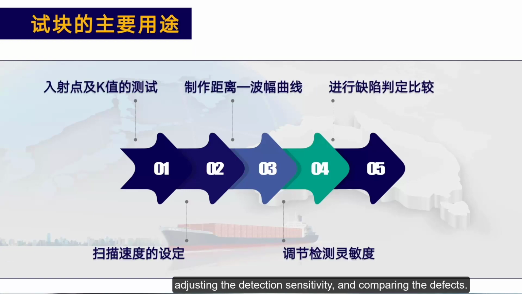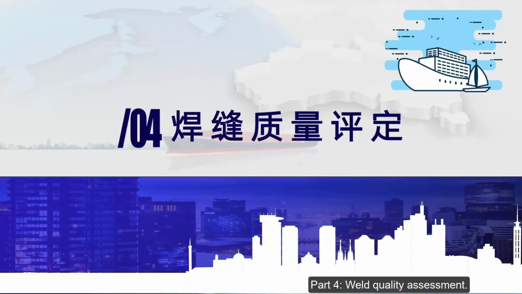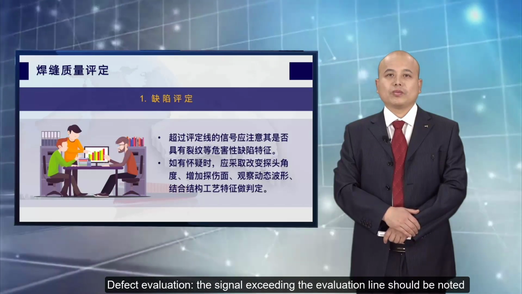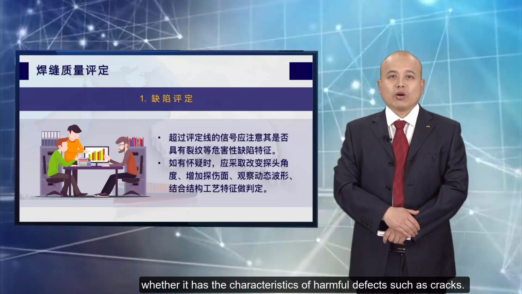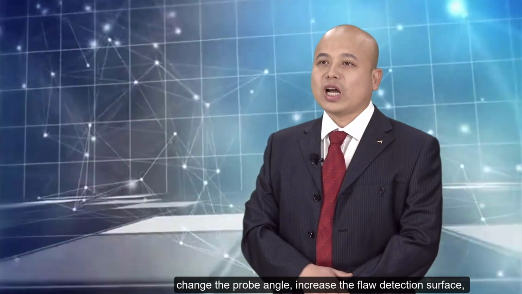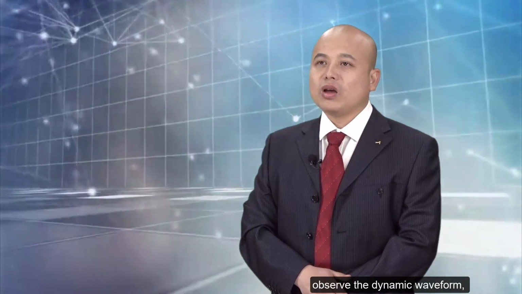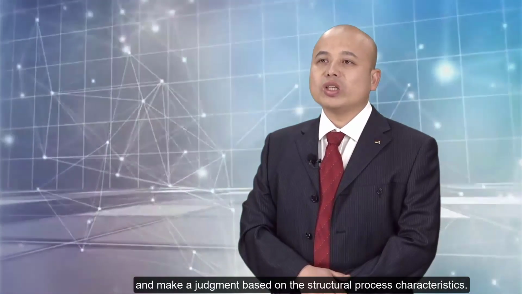Part 4. Weld quality assessment. Defect evaluation. The signal exceeding the evaluation line should be noted whether it has the characteristics of harmful defects such as cracks. If in doubt, change the probe angle, increase the flaw detection surface. Observe the dynamic waveform and make a judgment based on the structural process characteristics.